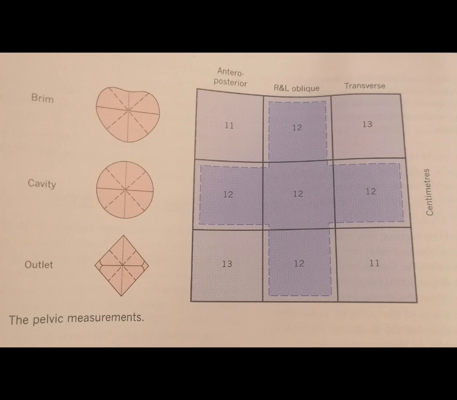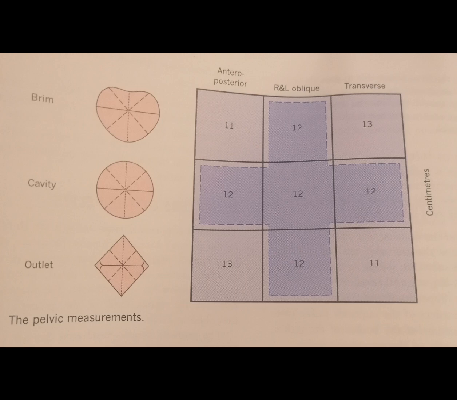2. True, or obstetrical, conjugate diameter. This is the shortest anteroposterior diameter of the pelvic inlet. It represents the narrowest part through which the fetal head must pass during childbirth. 3. Transverse diameter. This is the distance between the widest points of the pelvic inlet. It is important in determining the shape of the pelvic inlet.